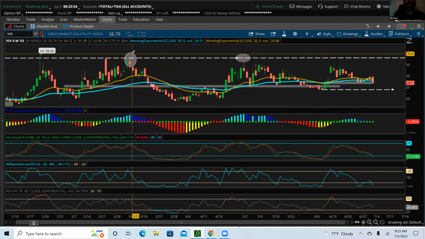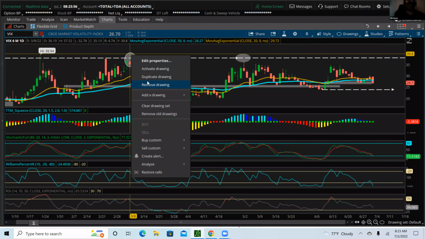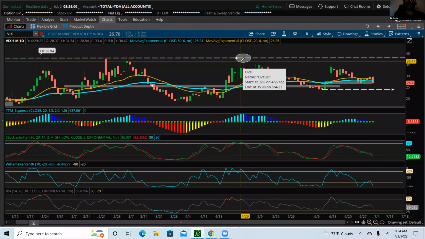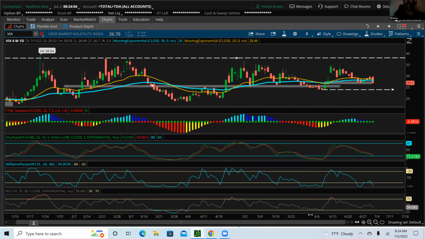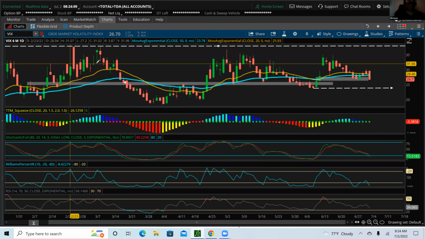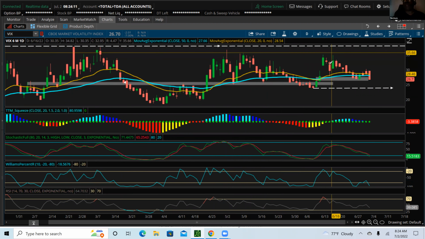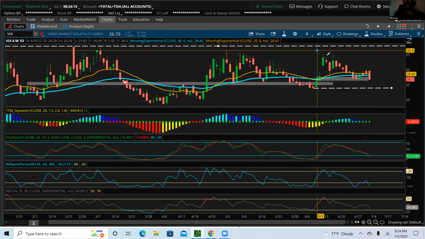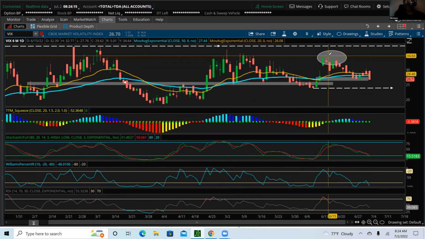And once it's broken, former resistance becomes support. That's true on anything: once resistance is broken, former resistance becomes support. So we establish a top zone, right around this area here. You can see these clusters where the VIX gets to these levels, then we pull back. Same here: the VIX gets around these levels, and then we pull back.